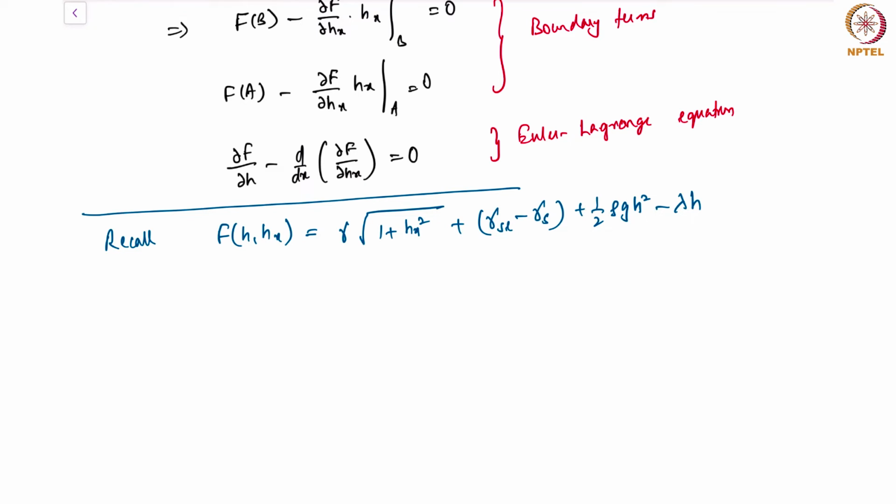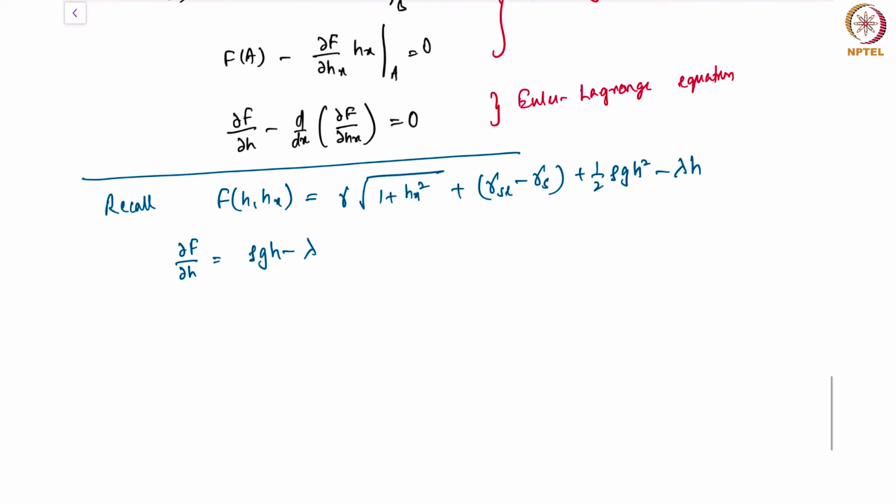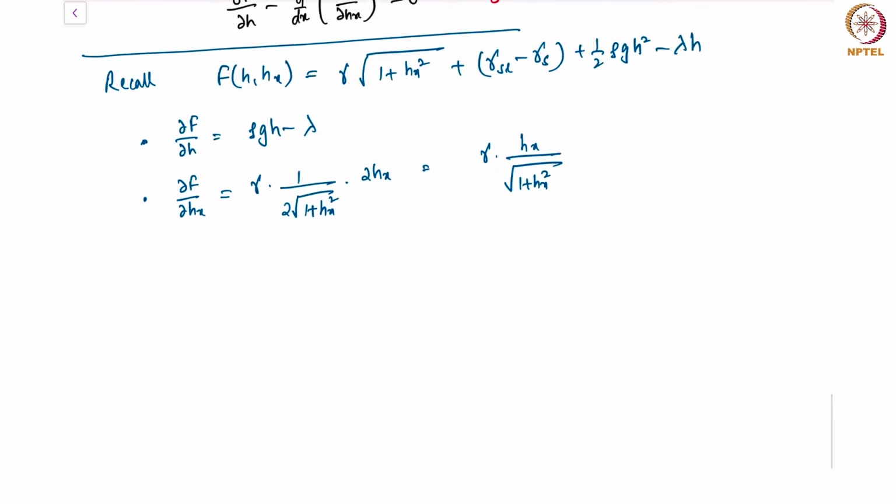Let's calculate some of these quantities. Del f by del h is nothing but rho g h minus lambda. Del f by del hx will be gamma times 1 by 2 hx, that is nothing but gamma times hx by the square root of 1 plus hx square. It's important to not make the mistake that this is a derivative with respect to x. It is not. It is a derivative with respect to hx. So hx is the variable. So you should not further differentiate it using the chain rule.